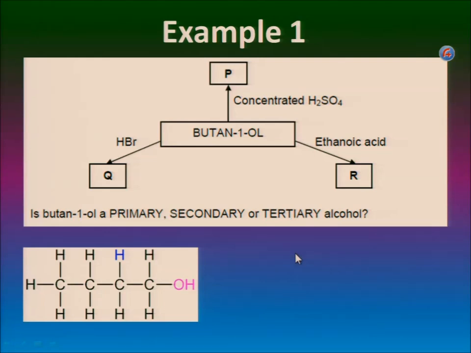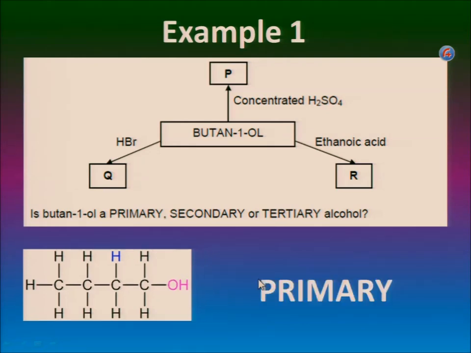Now to answer that question, you have to draw butan-1-ol. But means 4 carbons, an means only single bonds, and 1-ol means there's a hydroxy group at carbon 1. So there you have it, butanol. And then you have to classify this carbon. And this carbon is bonded to only one other carbon, therefore this is a primary alcohol.